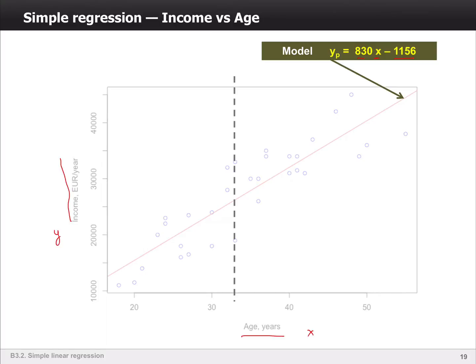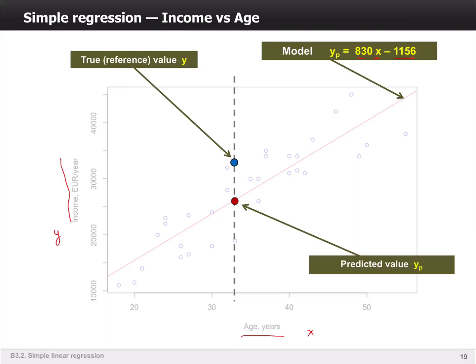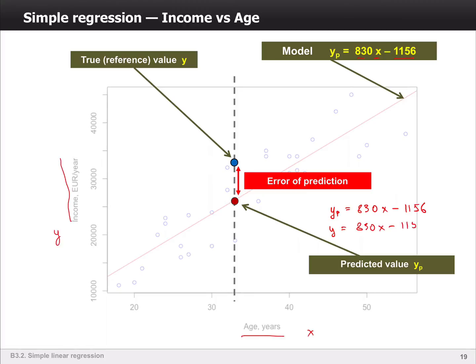Now let's take a particular age. For example, we have 33. Okay, so this is the true value y, and this is the predicted value yp. So you can see that yp and y are not the same. You always have something in between. And this something in between is exactly e. It's the error of prediction. So we either write our model like this, like I have done already, yp equal to, in this case, 830 times x minus 1156, or we write it like y equal to 830 x minus 1156 plus e, where e is exactly the difference between the real y value and the predicted y value.